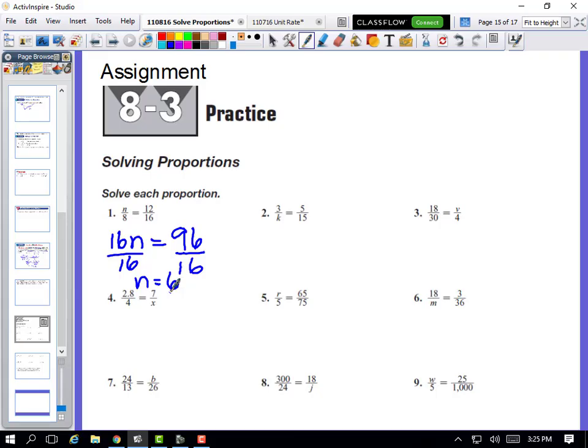Now, some of your problems on this one, you may end up with decimal answers. That's okay. You may end up with repeating decimal answers. Just make sure you write your answer as either a fraction, if you know the repeating decimal, or as a correct repeating decimal.